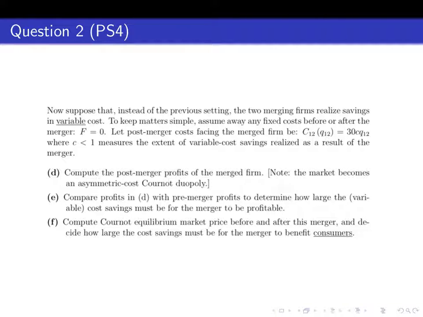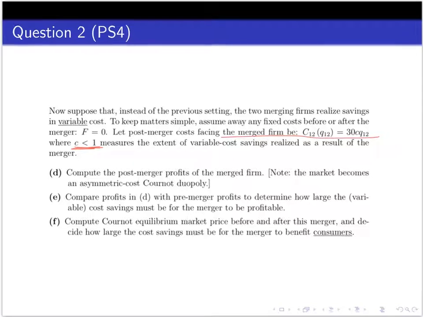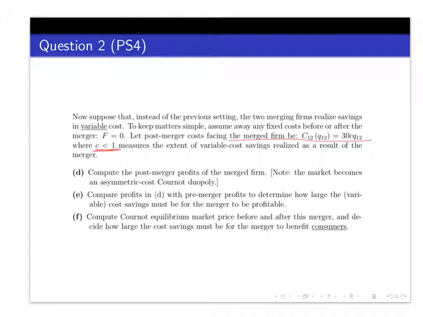Now suppose that instead of the previous setting, the two merging firms realize savings in the variable cost, and now it's asymmetric. We can't do our fun little trick. To keep matters simple, assume away any fixed costs before the merger. Let the post-merger cost facing the merged firm be CQ12. Where C is less than 1, it's kind of like a discount on the marginal cost. So compute the post-merger profits of the merged firm.